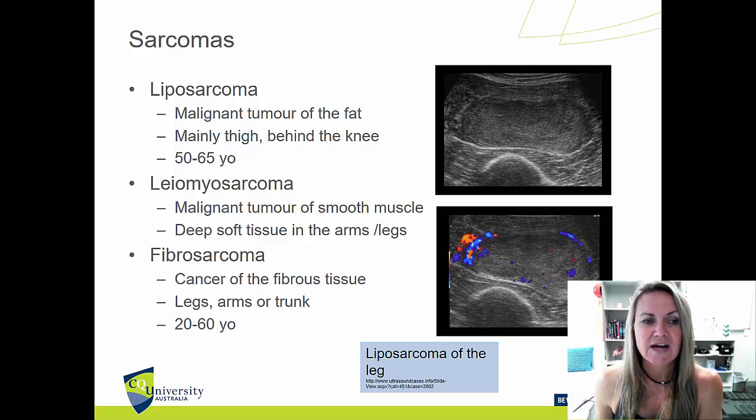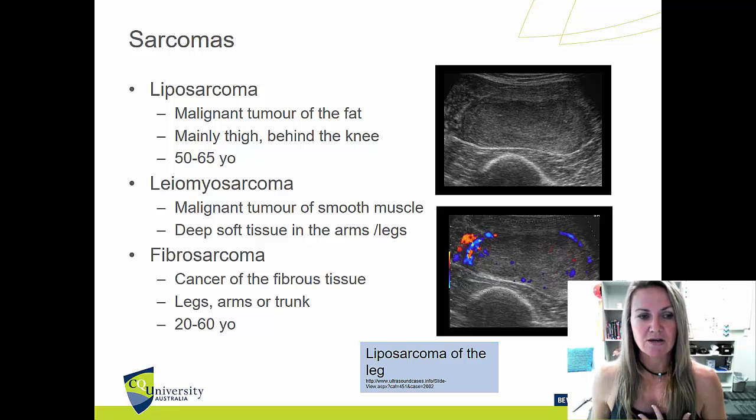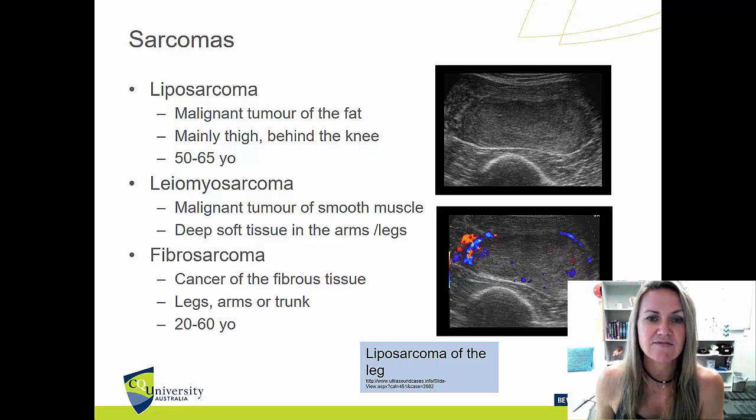Then we have the leiomyosarcoma, which is the tumour of the smooth muscle, again in the periphery, so the arms and the legs, not as common. And the fibrosarcoma, which you very rarely see, is in the fibrous tissue, the legs, arm, or it can be on the trunk, 20 to 60-year-old. The main rule of thumb for any of these sarcomas is this colour, to see whether there is colour there, to see whether it's compressible as opposed to those lipomas, because if I just gave you that image there, you could think that looks just like a lipoma that I showed you earlier.